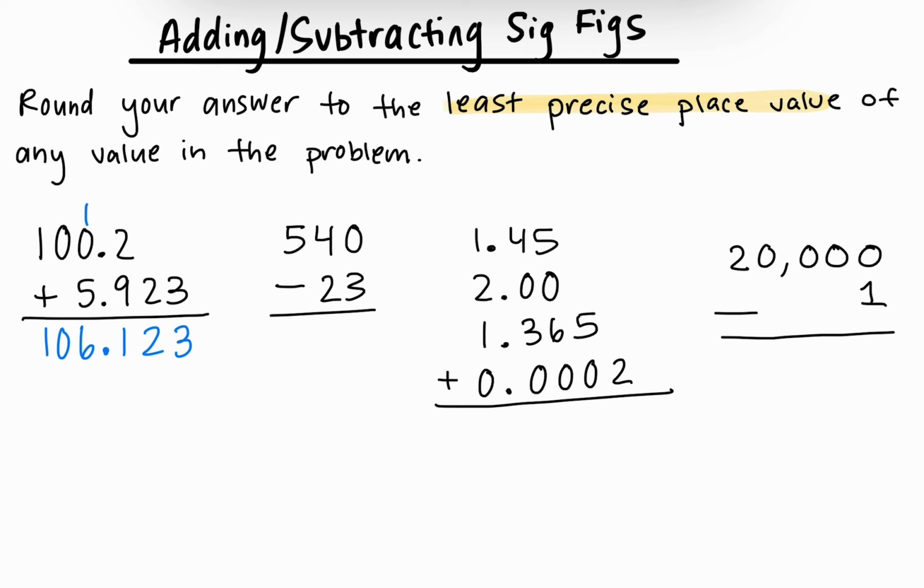value. So this first value is precise to the 10th place, and the second value is precise to the 1000th place. So the least precise place would be the 10th place. So our answer can only be accurate to the 10th place. So we're going to go ahead and cut our answer off after the 10th place. Look at the next number just to see if we need to round. It's less than 5, so we don't need to round. So this answer would be 106.1.